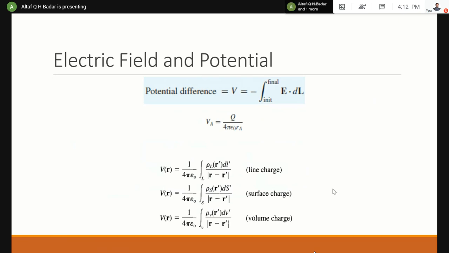So the work done is given as W equals minus Q integral from the initial position to the final position of E dot dL. And if you calmly listen to what I'm saying, this is the same formula that we see in potential difference. The only thing is that the Q is not there.